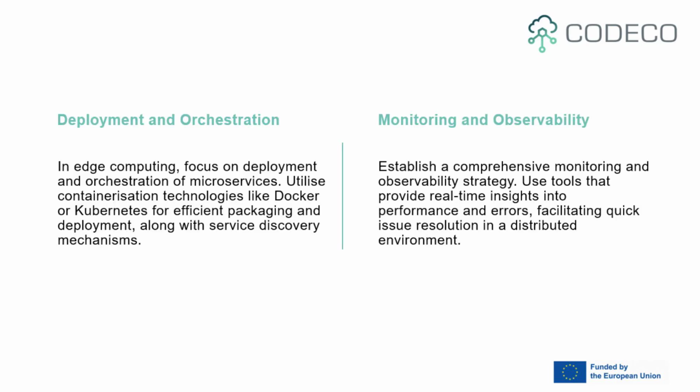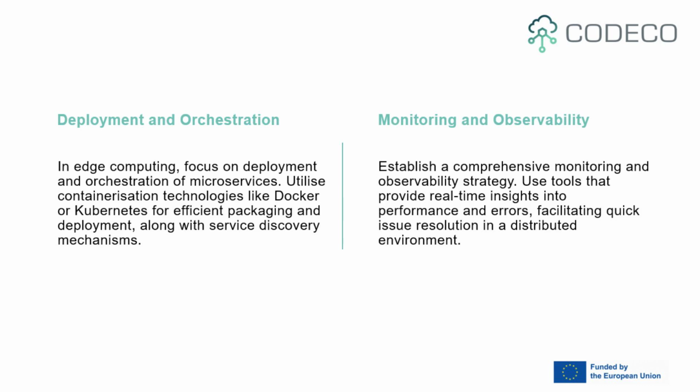7. Deployment and orchestration. In edge computing environments, it is crucial to consider the deployment and orchestration of microservices. Use containerization technologies like Docker or Kubernetes to package and deploy microservices efficiently. Implement service discovery mechanisms to dynamically discover and communicate with microservices.